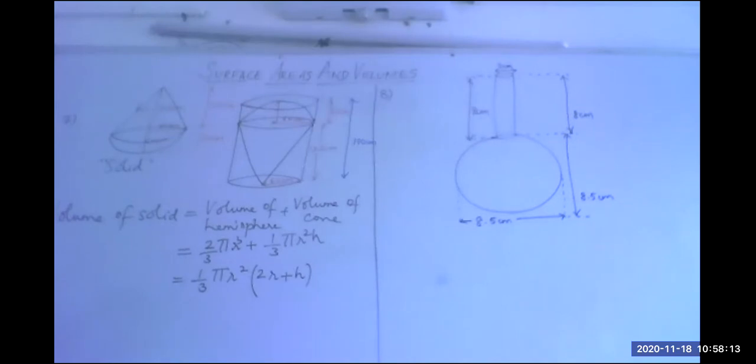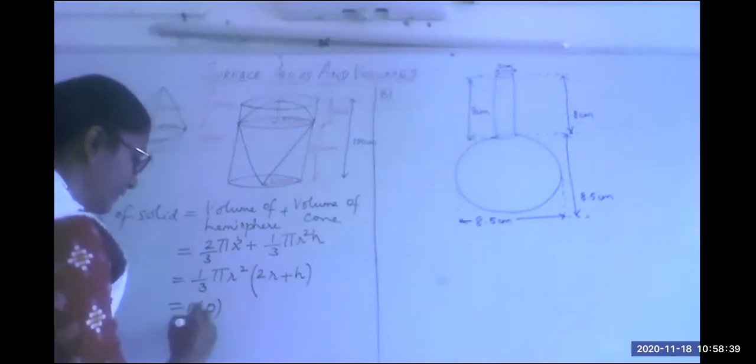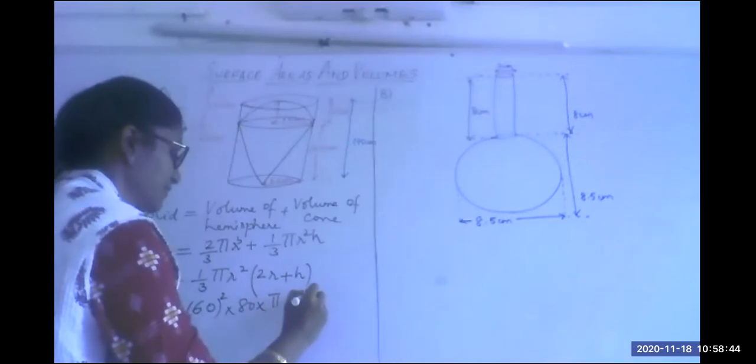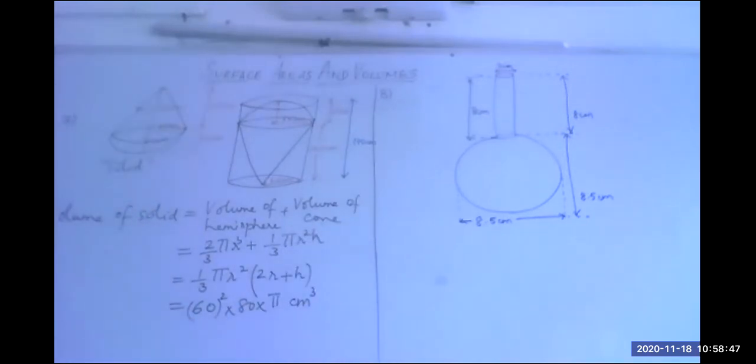So when you calculate the volume of the solid, it should come out to be the volume of the hemisphere plus the volume of the cone. Maybe you can keep the pi as it is, because you have another solid whose volume you have to calculate. So I will write this in terms of pi only and leave it. You can simplify and find out. It will be 60 square into 80 into pi. I'm not simplifying anything. I'll leave this as so many centimeter cube. Okay, so this is the volume of the solid.